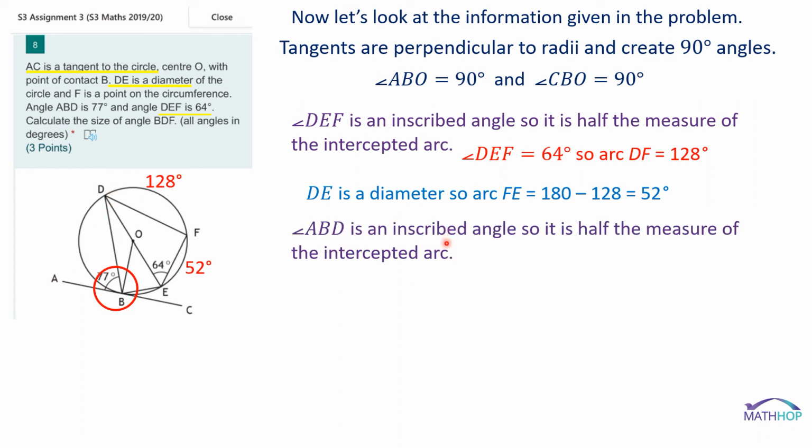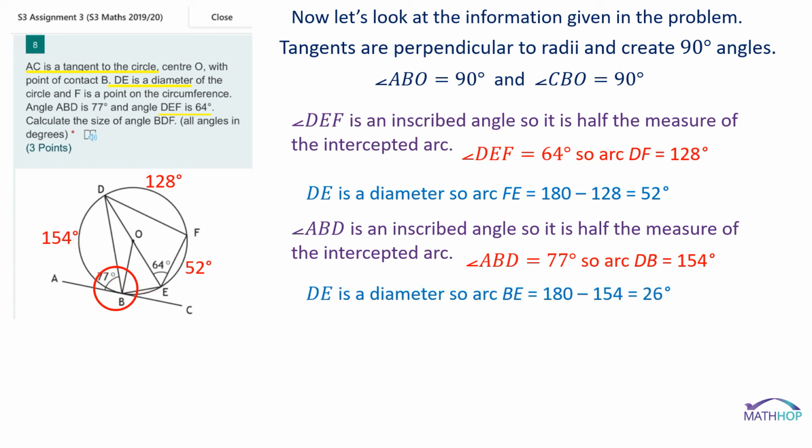All right, let's use our other inscribed angle, ABD. ABD is an inscribed angle, so it is also half the measure of its intercepted arc. So ABD is 77. That tells me BD is going to be twice as much as 77, or 154 degrees. So let's put that there. Now again, DE is a diameter, so I know that DB plus BE is 180, and I know 154 of it. So now I can figure out arc BE. Arc BE is 26 degrees, because if this is 154, I need 26 more to get to 180 to make half the circle. So let's put our 26 there.